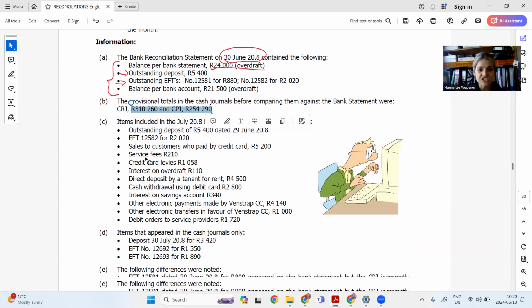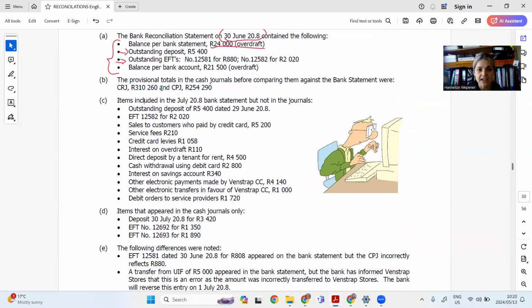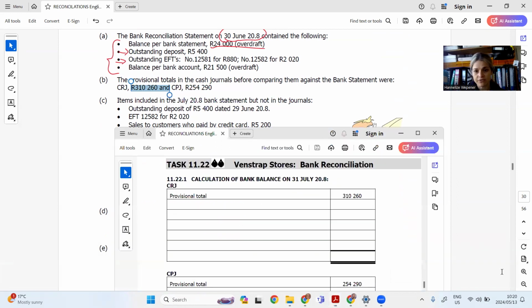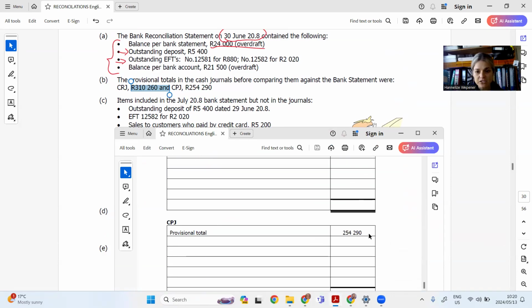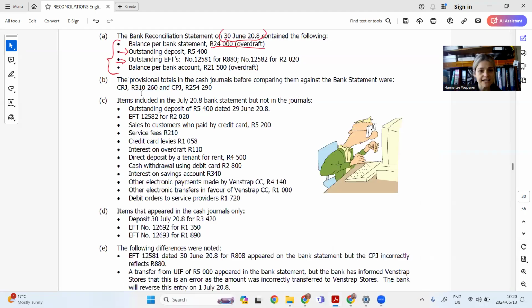So I have provisionally in my CRJ 310,000 and then in my CPJ 254. So the provisional bank total in CRJ 310, provisional bank total in CPJ 254. That is my starting point. Then I need to know what is on the bank statement, but not in my journals. So that is information C. The items included in the July bank statement, but not in the journals.